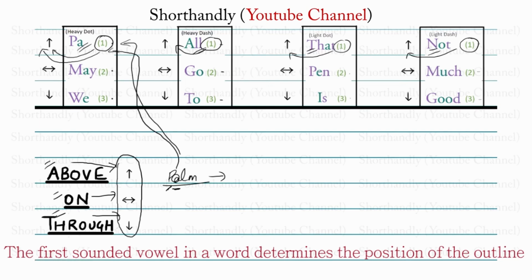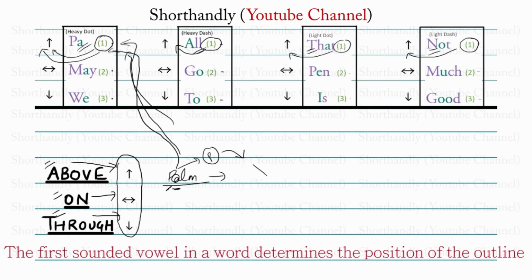So the first outline will be our P. We will start making this P outline above the line like this. Why did we make this above the line? Why did we not make this on the line or through the line? Because the first vowel sound is a first place vowel. The first vowel sound is ah, and ah is a first place vowel. That's why we made this P outline above the line.